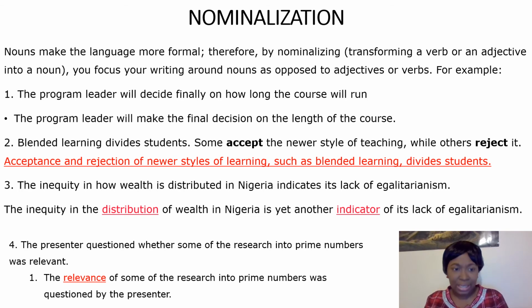The inequality in the distribution of wealth, you can see the use of words. So is there a distributed, and indicates the distribution of wealth in Nigeria is yet another indicator of its lack of egalitarianism. So you can see, when you read a piece of work and you see words written like this and then you're trying to paraphrase, it makes the work a bit more formal, and of course it wouldn't push up your plagiarism score or similarity with this other piece of work.